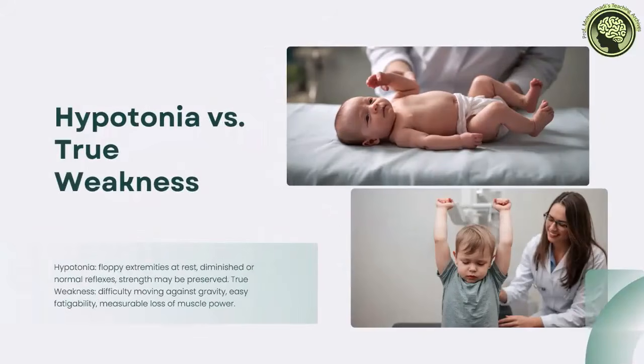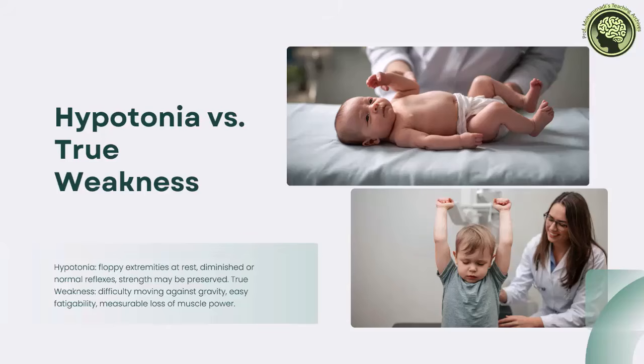Hypotonia and weakness are related concepts, but they are not interchangeable. Hypotonia refers to reduced resistance to passive movement. A hypotonic child may appear floppy, particularly at rest, but muscle strength may still be relatively preserved. Deep tendon reflexes may be diminished, normal, or occasionally increased, depending on the underlying cause.